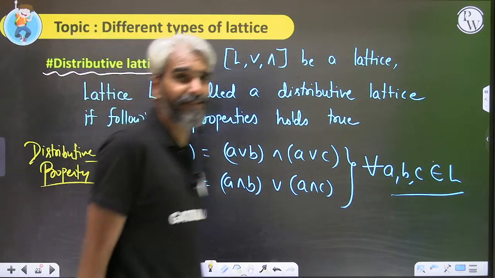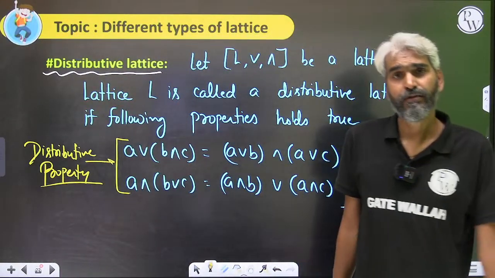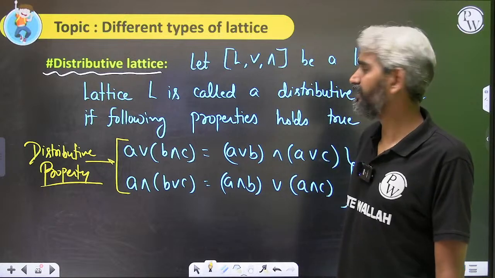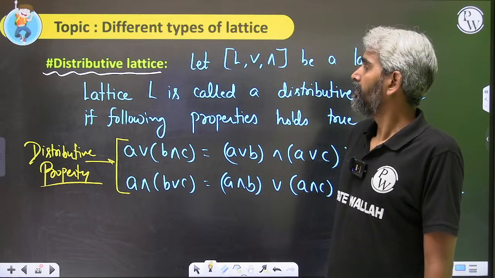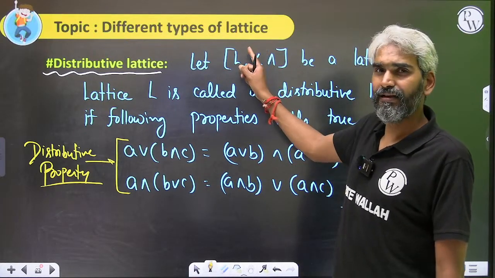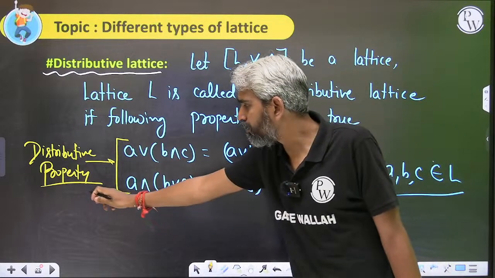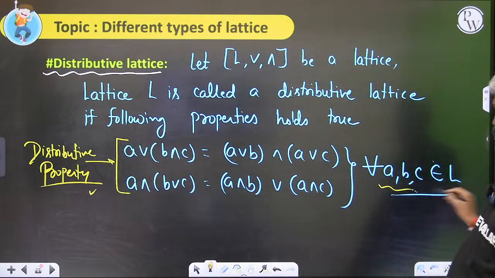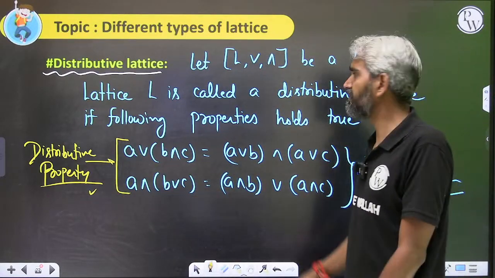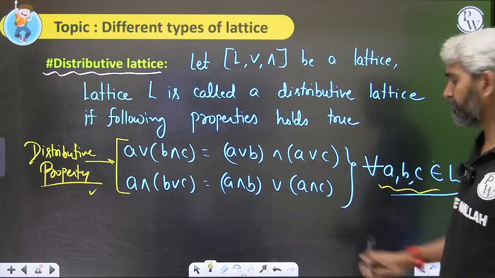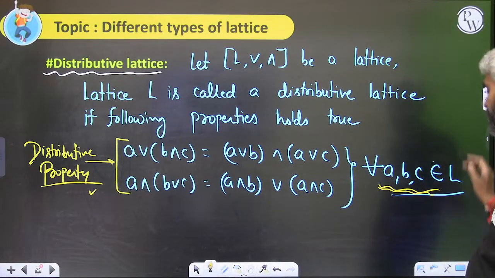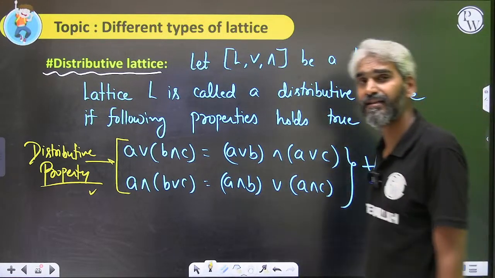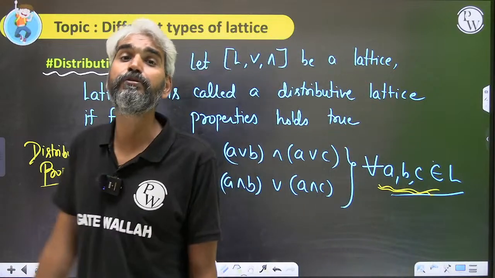So when do we say that a lattice is a distributive lattice? In a lattice L, if the distributive property holds true for every triple of elements of that lattice, then lattice L will be called a distributive lattice.